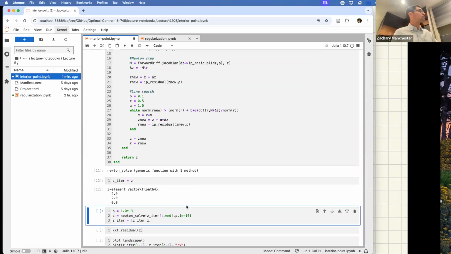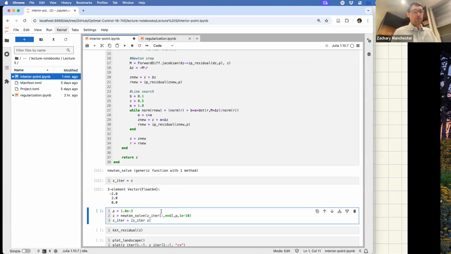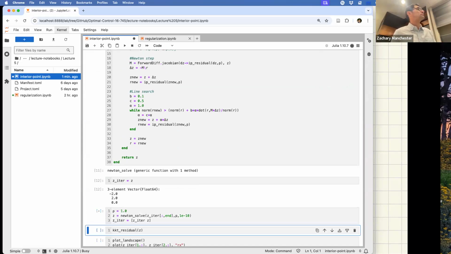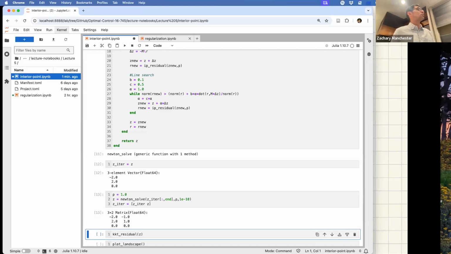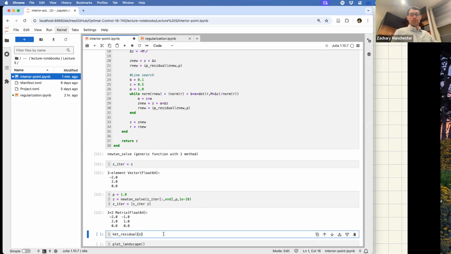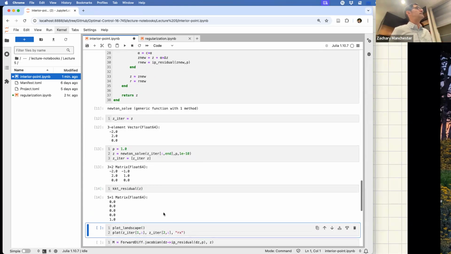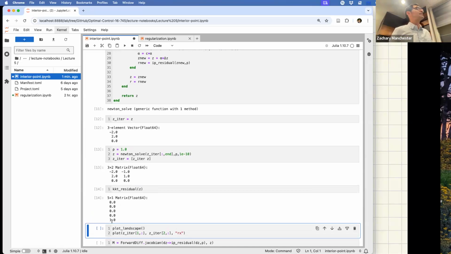So let's set this equal to 1, solve it, take a Newton step. To be clear, what I just did was solve the interior point relaxed KKT conditions until the residual goes to 0, or 10 to the minus 10, or whatever. This took several Newton iterations, probably 4 or 5, and what I got out is a relaxed solution. If I check that on the original KKT residual, everything's 0 except the complementarity, because that's the thing we relaxed.